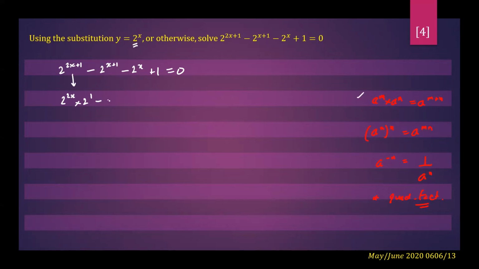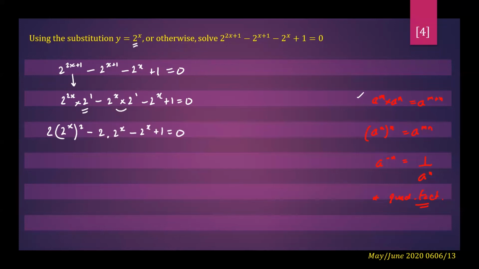We have minus 2 to the power x times 2 to the power 1, minus 2 to the power x plus 1 equals 0. We'll further isolate 2 to the power x by writing 2 to the power x, all to the power 2, and we'll write the 2 in the front from this part. So then we have minus 2 times 2 to the power x. We just swap them around. Minus 2 to the power x plus 1 equals 0.